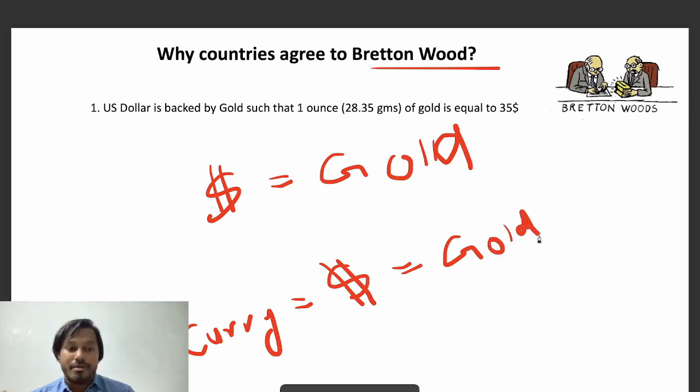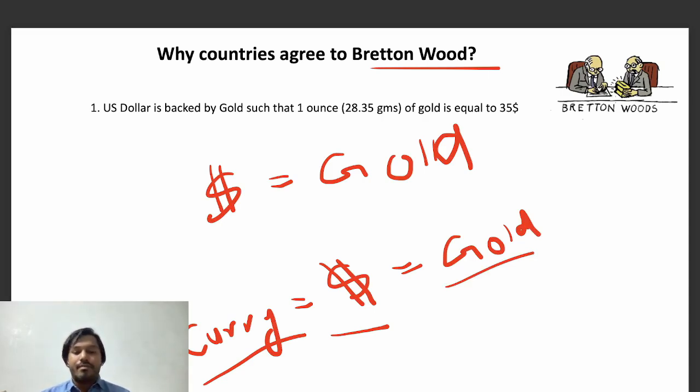So this is the point. In this Bretton Woods agreement, in 1973, I guess, yeah, 1972 or 73, America invited 44 countries to agree on the Bretton Woods agreement, where America says that the dollar is linked to gold, and we want all the currencies around the world to be linked to the dollar. So now all the major currencies around the world are linked to the dollar, and the dollar is linked to gold.